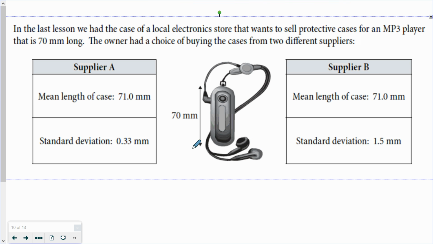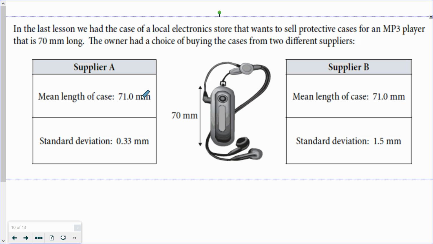So I told you guys to make sure that you did the questions from the last lesson, because, as I mentioned, it would come back again. So in the last lesson, we had the case of a local electronics store which wants to sell protective cases for an MP3 player that is 70 millimeters long. The owner has a choice of buying the cases from two different suppliers, so from supplier A and supplier B. And so we have some data about their production.